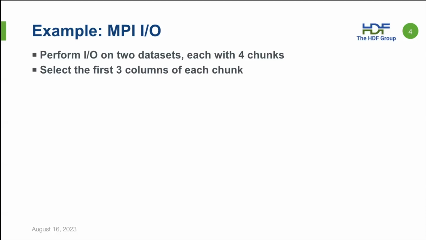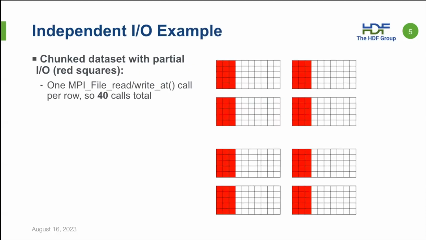So let's go over a quick example of MPI-IO that will kind of show the motivation for multi-data set. So imagine that you're trying to perform IO on 2 data sets. Each of these data sets has 4 chunks. You want to select the first 3 columns of each chunk. So it looks like this. So the red squares are selected, and the chunks are 5 by 10.